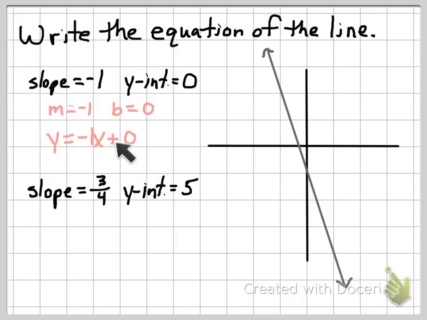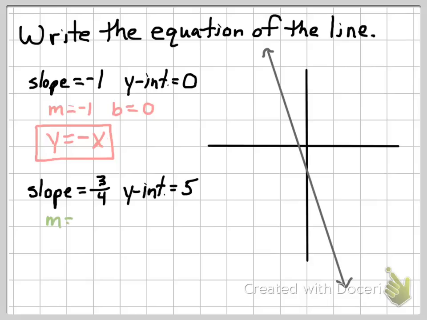Okay, so I've got the m is negative 1, the b is 0, but really I don't need to write plus 0, so I can erase that. And I don't really need to have a 1 in front of my variable, so it's a negative 1. I can just use this as a negative x. So the equation for this one is y equals negative x.